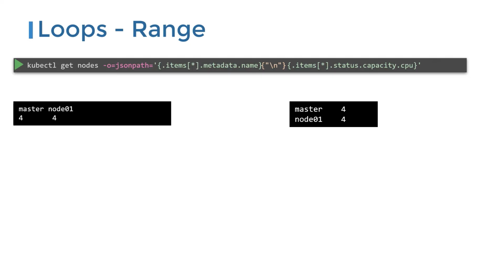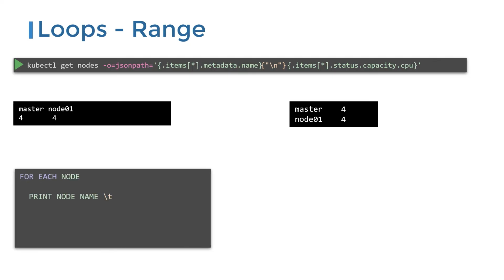This is where we use loops to iterate through items in a list and print properties of each item. We will focus on the JSON query part alone for now. When I run the kubectl get nodes command, I get a list of items, each item representing a node. So I want to be able to say, for each item or a node, print the node name, then insert a tab as a separator, and then print the CPU count followed by a new line character. This will get me the results in the format I want.